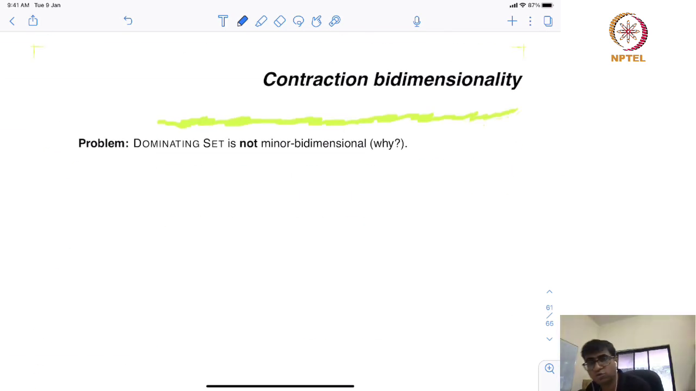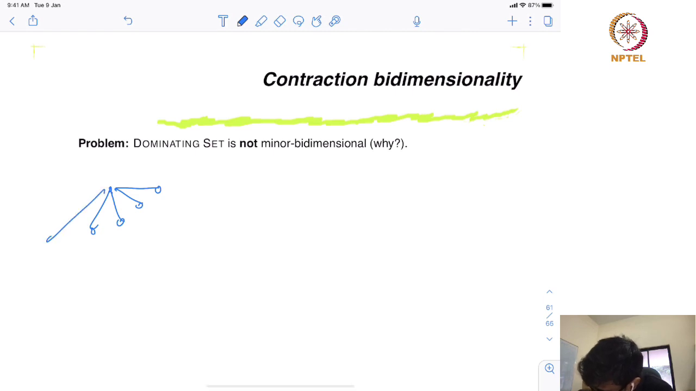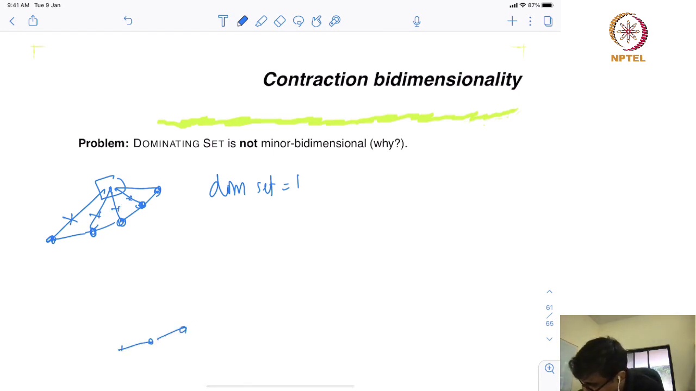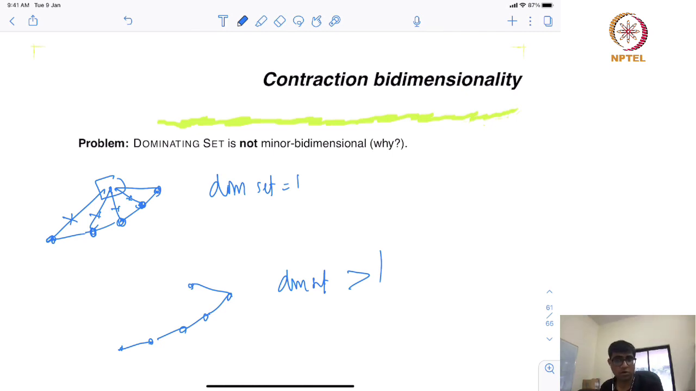But there are problems which are not minor bidimensional, for example dominating set. Now I will give you an example. Look at this. It is a dominating set of size 1. Now let's delete all these edges. Then what will you get? You will get a path, and now you can check the dominating set is strictly more than 1. One vertex cannot help you or is not sufficient.